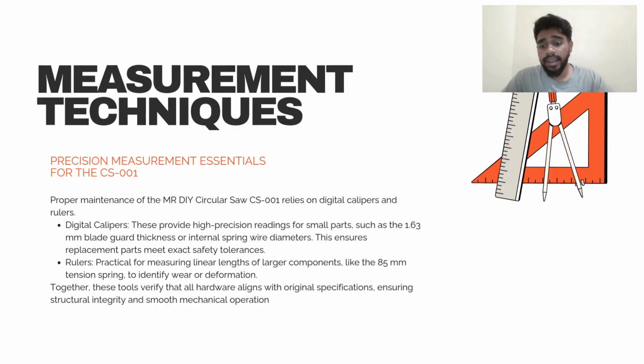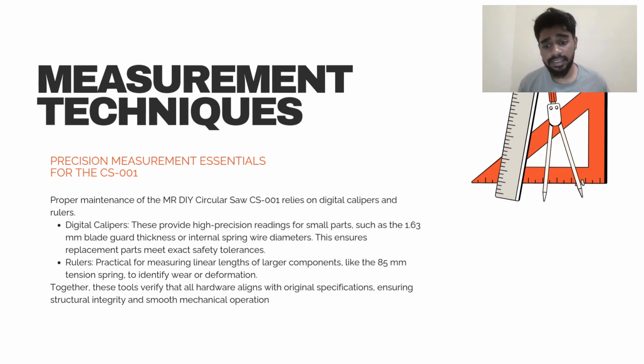First off, we have digital calipers. Digital calipers are very useful as it provides high precision readings for smaller parts, such as to measure the blade guard thickness. This ensures that replacement parts or any parts that we have reverse engineered have zero tolerance to the original manufacturer's documentation.